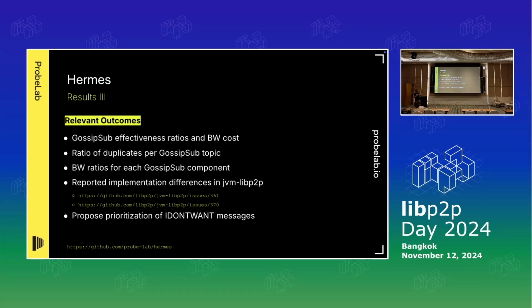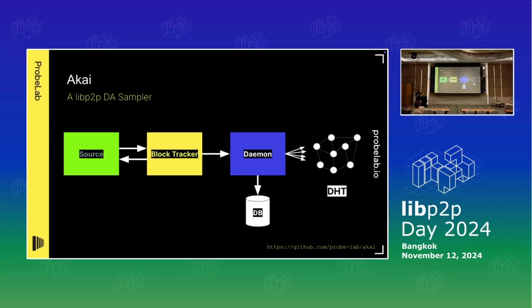Cool, so this is Hermes, and the last tool that I want to get into is Akai, which is the third pillar that ProbLab focuses on. So ProbLab focuses on protocols. We have the DHT, we have gossipsub, and now we are also looking into data availability sampling. And Akai is a generic libp2p data availability sampler with these 3 components.